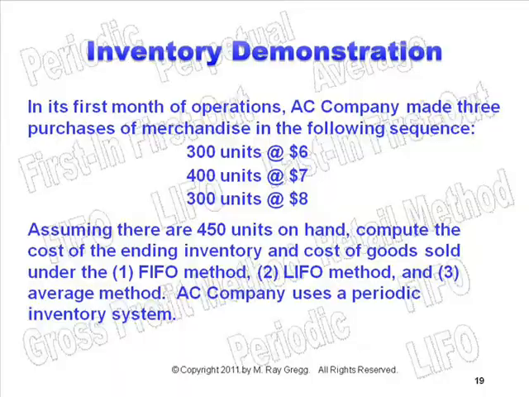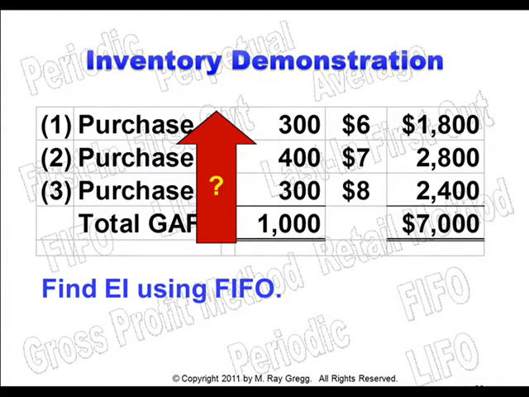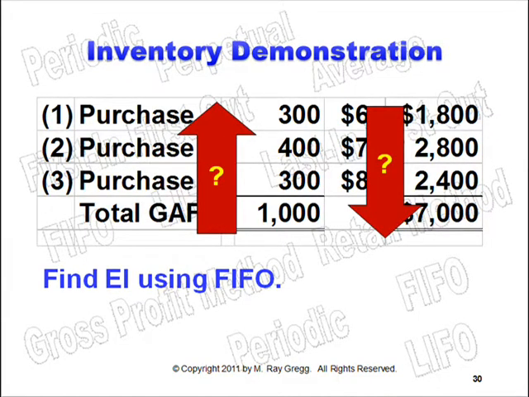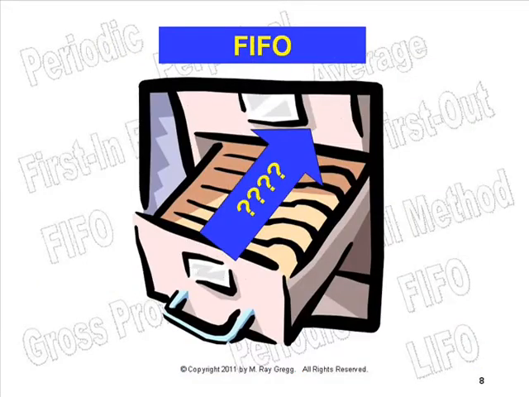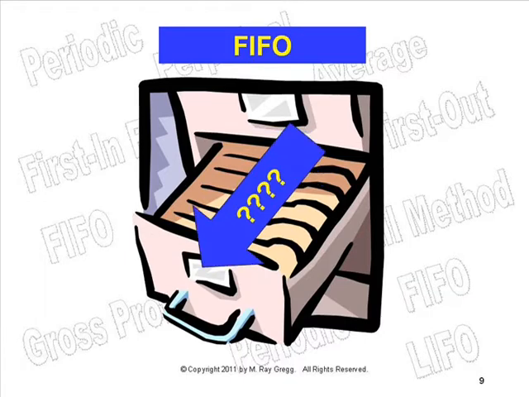So let's look in the handout again and see if we can come up with how many goods there are on hand. We took inventory and we've determined, the problem says, 450 units are on hand. If there are 450 units on hand, the question is, do we start at the bottom of the list and work up, or do we start at the top of the list and work down? These are very good questions. The other way to say that is, do we start at the front of the drawer and work back, or do we start at the back of the drawer and work forward?